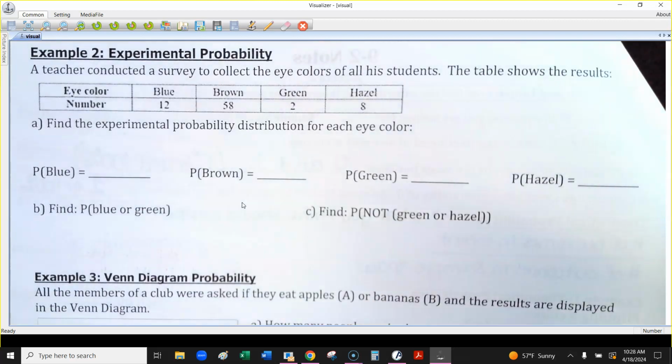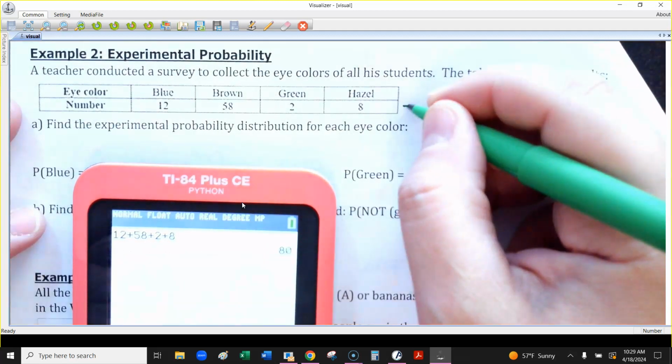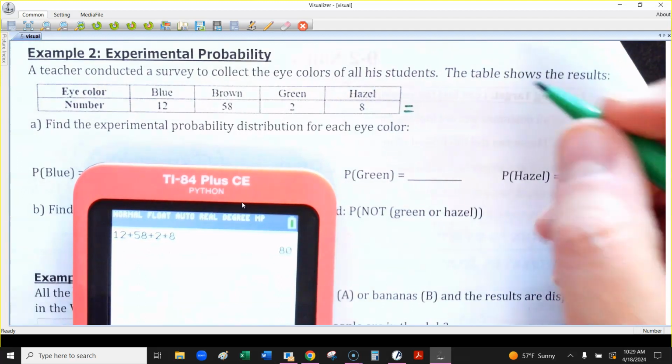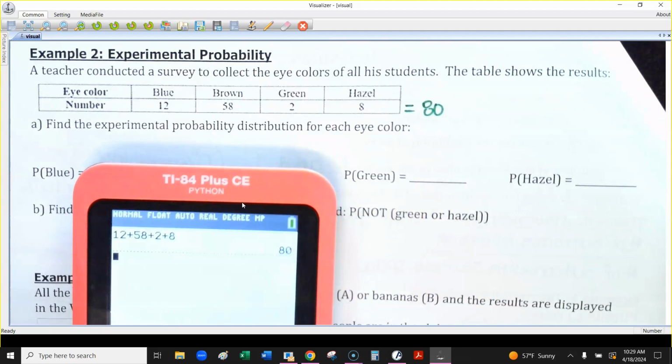So first thing I would do, just really quick, I want to figure out how many total people he asked. So I'm just going to take, we had 12 people with blue eyes, 58 brown, 2 with green, and 8 with hazel. So I'm literally just adding those up so I can get the total number of people. The total number of people would equate to the total number of trials, if that makes sense. So there's 80 kids in this guy's classes.